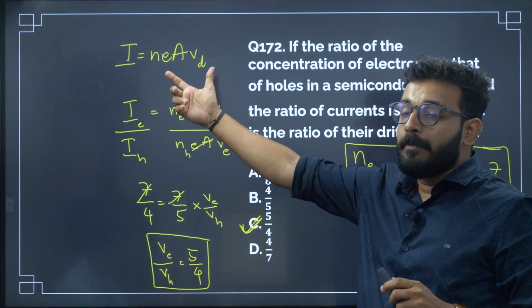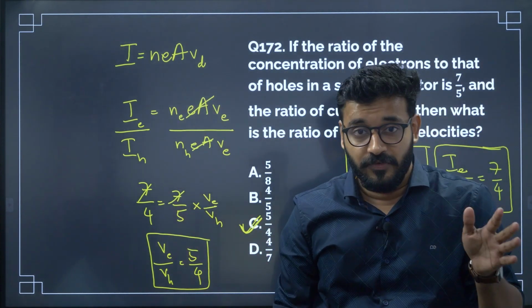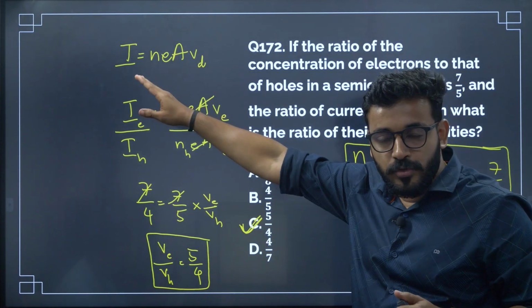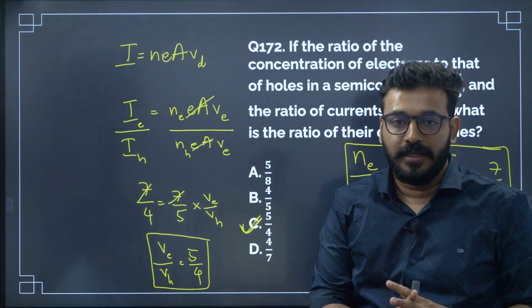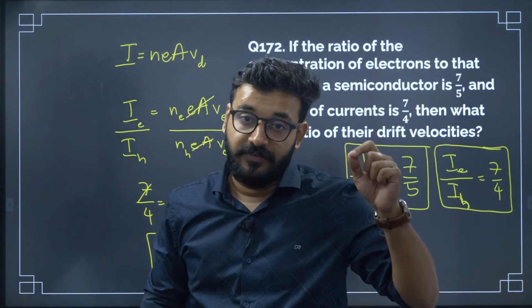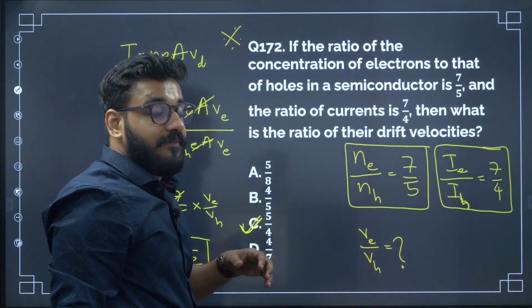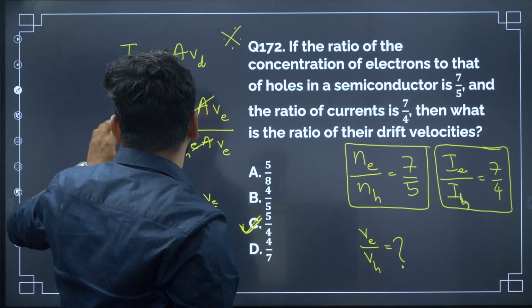If you hadn't remembered this, then this question would have been very difficult, not even moderate. You wouldn't be able to make it through. This is the gateway. If you had known this, then you could have applied all of this and got the answer. So such questions are very important. Please make a note of such questions where multiple chapters and multiple concepts are culminated together to form a single question.